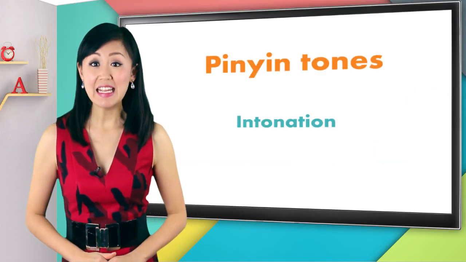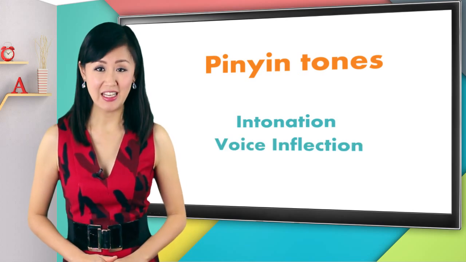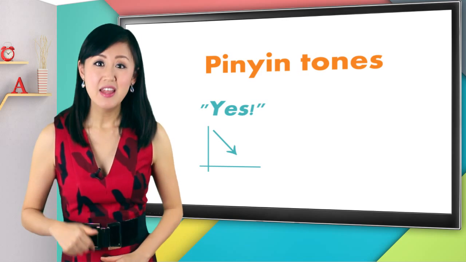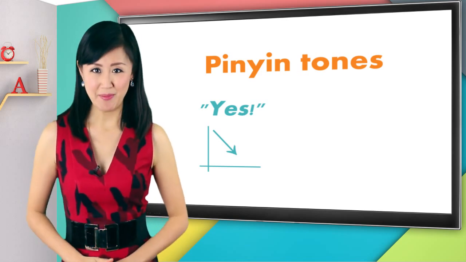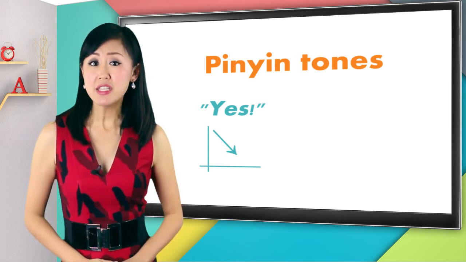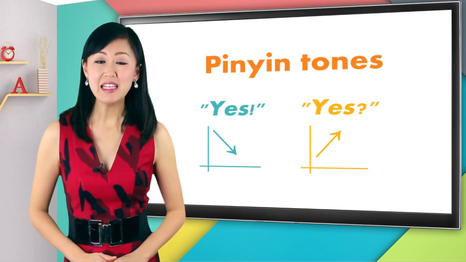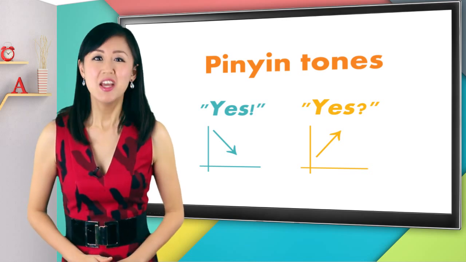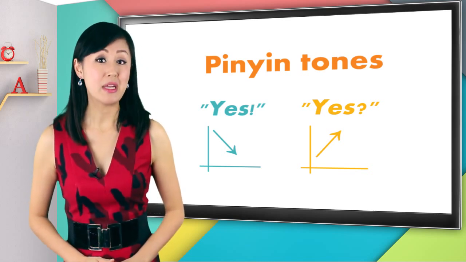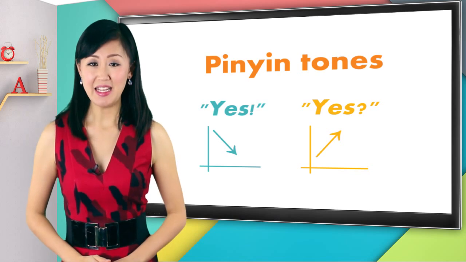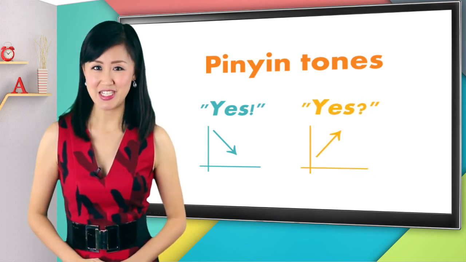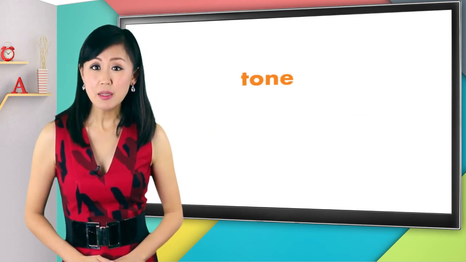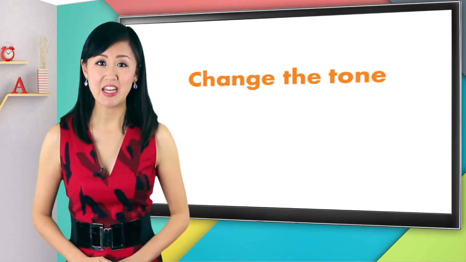Tones are a lot like intonation or voice inflection in English. If you say "yes" in English with your voice going down, then you're making a firm, emphatic statement. "Yes." But if you say "yes?" in English with your voice going up, then your meaning changes. It's like you're saying, is yes the right answer here? When you change the tone of your voice from going down in "yes" to going up in "yes," then your meaning changes. That's very similar to how tones work in Chinese. Every syllable has its own tone, and changing the tone changes the meaning.